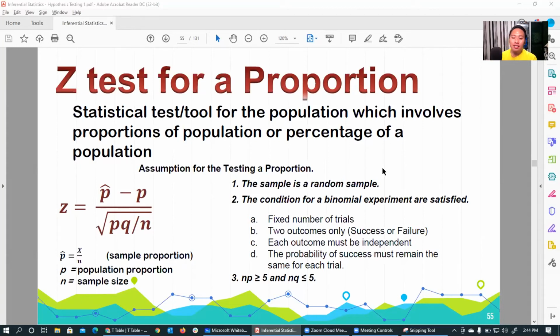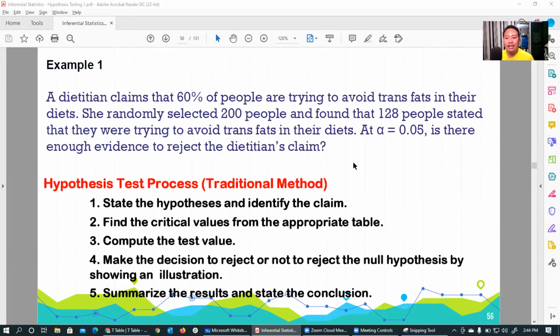Okay, so let's work this out here. A dietitian claims that 60% of people are trying to avoid trans fats in their diets. She randomly selected 200 people, and out of those 200, she found that 128 of them stated that they were trying to avoid trans fats in their diets. At alpha 0.05, is there enough evidence to reject the dietitian's claim?